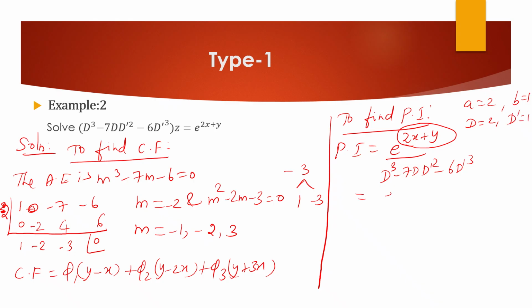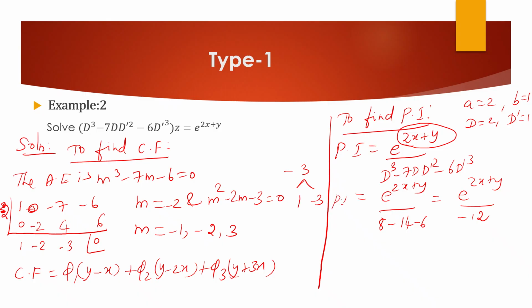So here we are going to replace D by 2 and D dash by 1. In the denominator, when you replace D dash by 1 and D by 2, we get 2 cube is 8 minus 7 into 2, that is 14, minus 6 into 1, which gives the denominator as non-zero, that is minus 20 plus 8, so it is minus 12. So we have got our particular integral as e power 2x plus y by minus 12.